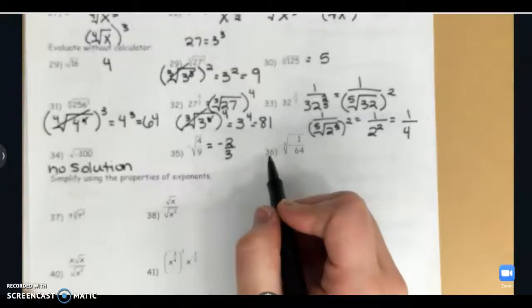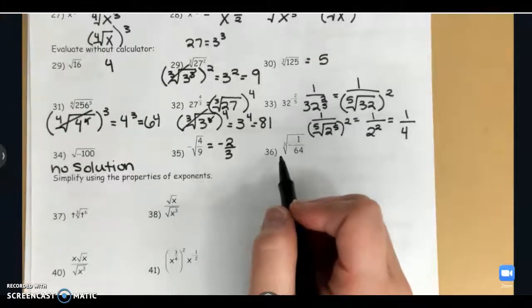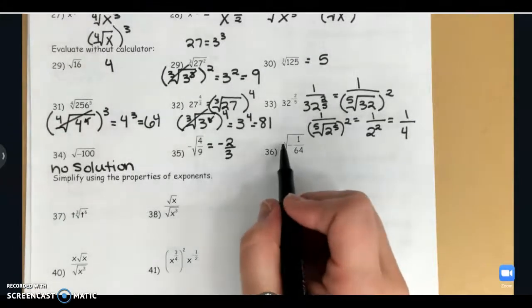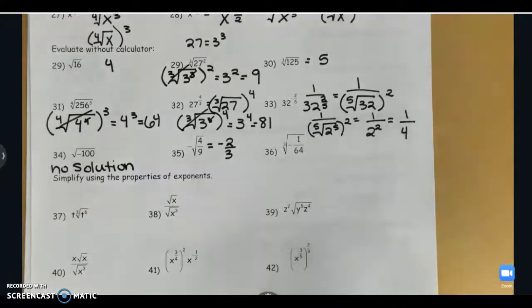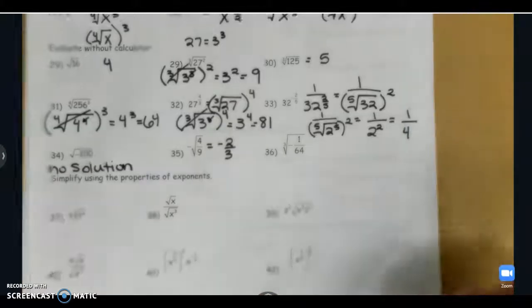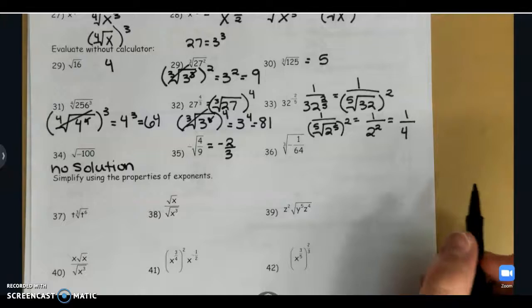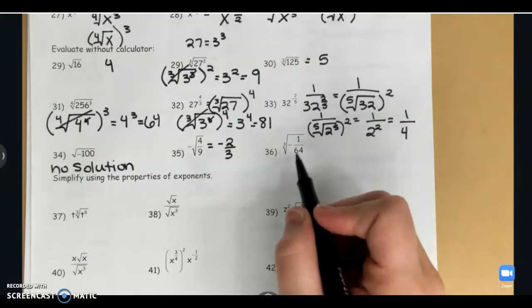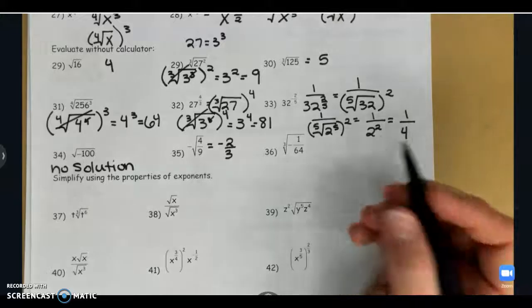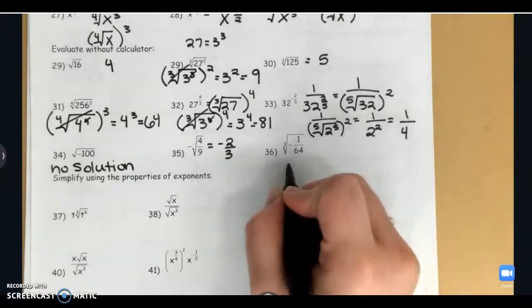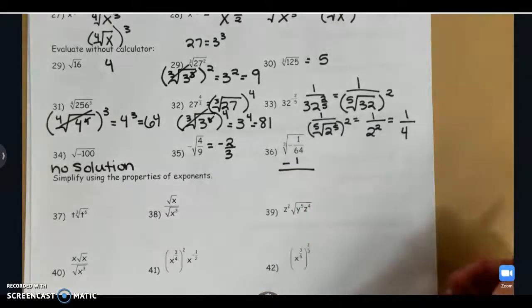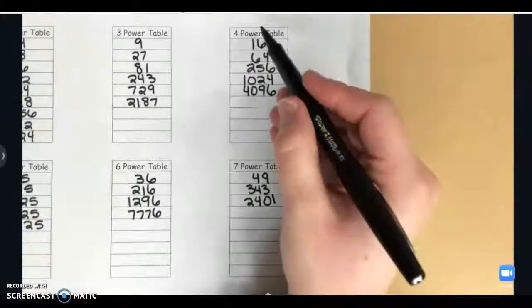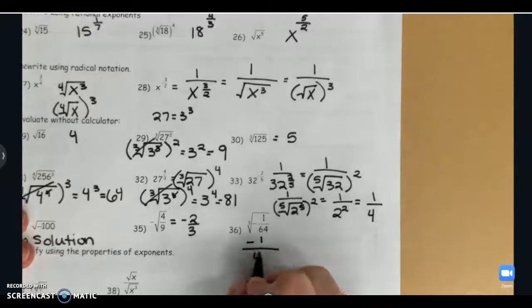And now 36. The cubed root of negative 1 over 64. We can take odd roots of negative numbers, so we know that our root answer is going to be a negative value. And so now we need to take the cubed root of 1 and the cubed root of 64. Well, the cube root of 1 is just going to be 1, so that one's easy. So that's just going to be negative 1 over. Let's see if 64 is a perfect cube. And it is. 4 cubed is 64. So that is going to be negative 1 over 4.